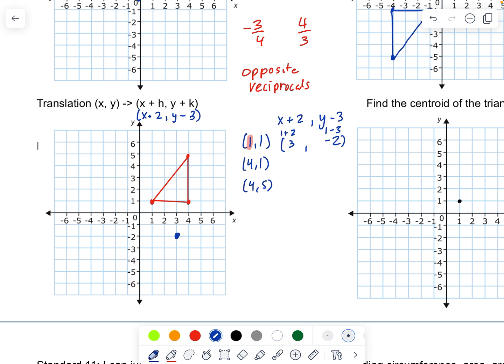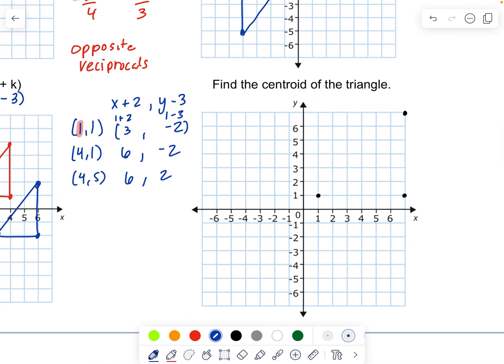Okay, so let me finish this up. I'm going to take 4 plus 2, that's 6. I'm going to take 1 minus 3, that's -2. I'm going to take 4 plus 2, that's 6. I'm going to take 5 minus 3, that's 2. And then I'm going to plot those points. So 6, -2, and 6, 2. And I've scooted the whole triangle over 2 and down 3.